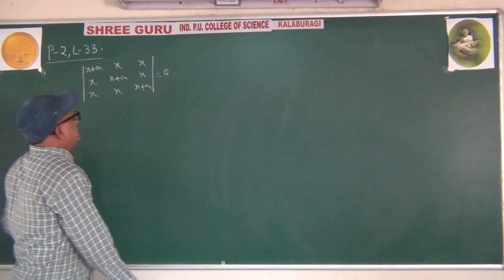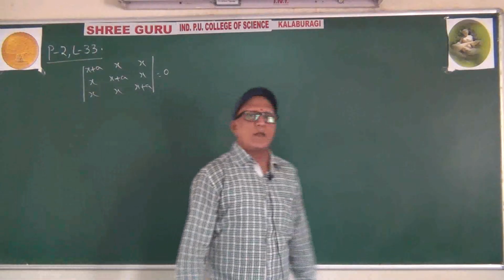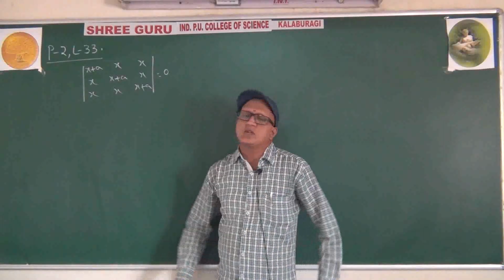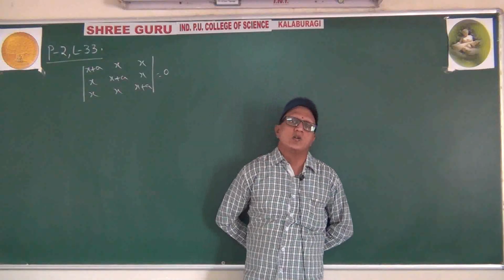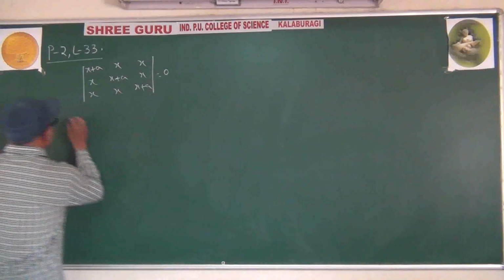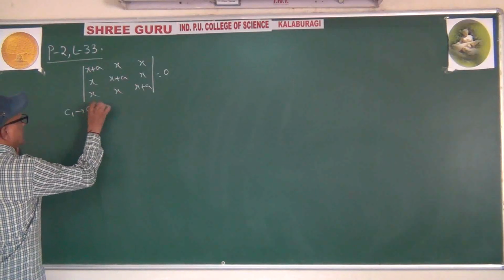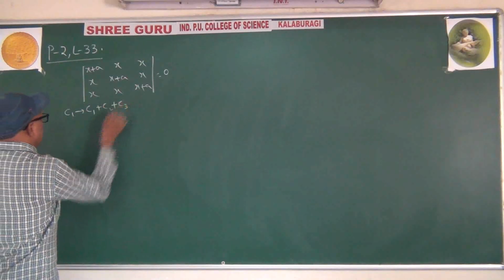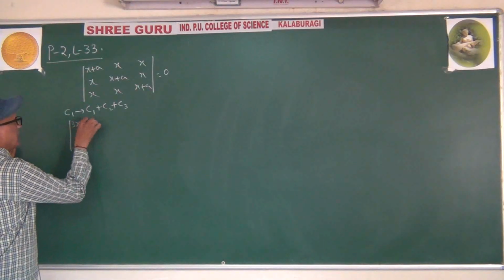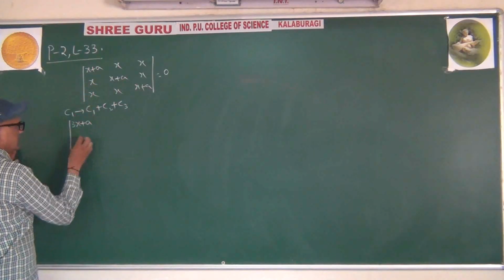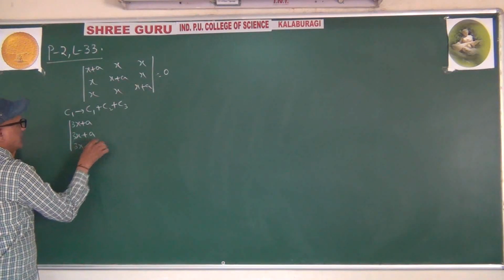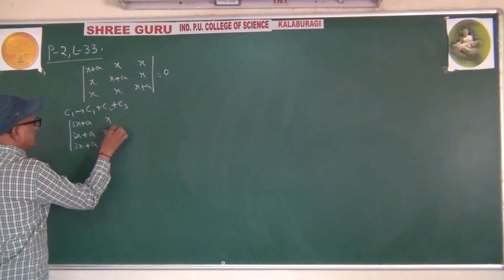So what I am doing, it is symmetric. A dash equal to A. It is symmetric. Whatever the operation you can do for rows, same operation you can do for columns also. Okay, that's why I am going to change the first column like this. You try in rough, you will get like this. X plus x plus x, 3x plus a, 3x plus a. Second column is this.